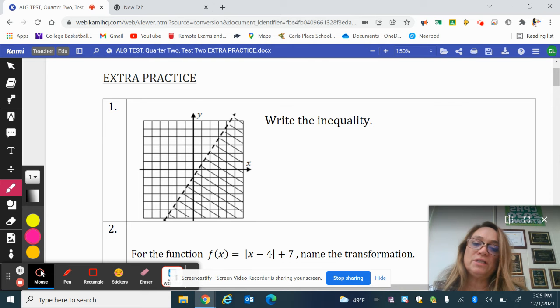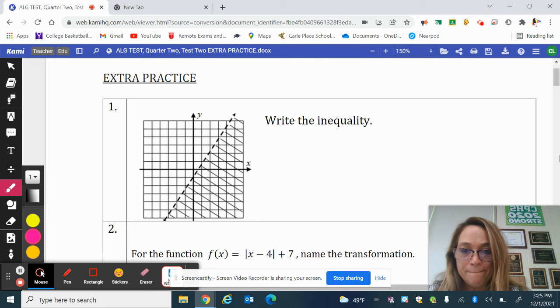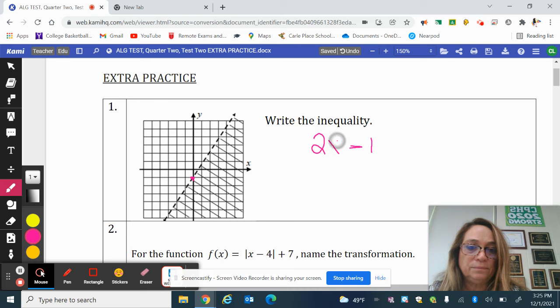So first question says write the inequality. So I'm going to find the slope and the y-intercept, okay? The y-intercept is -1, and I find that right here. And then if I go up 2 and right 1, I do find the line again. So let me just make sure. Yeah. So I'm going to say that it's 2x. Okay. So now I'm definitely going to need the y.